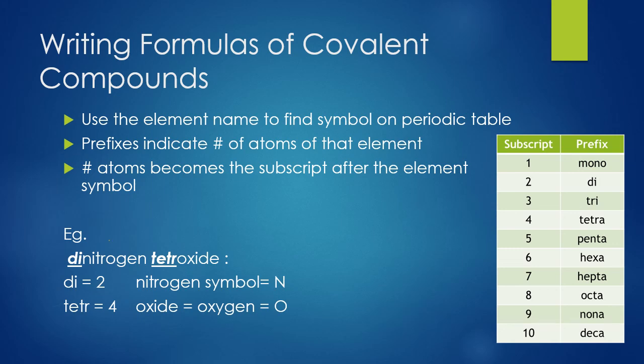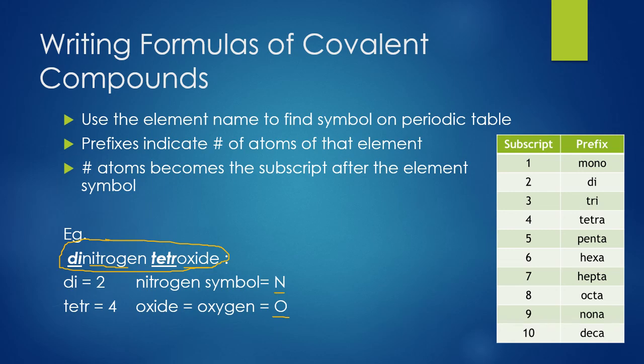If you were given the name dinitrogen tetroxide, how would you figure out what the chemical formula is? Well, you can use the element name portion, nitrogen, and oxide to figure out the elements involved. So nitrogen has the symbol N. You would look it up on the periodic table and see what its symbol is. Oxide, that's just the -ide form of oxygen. And when you look up oxygen on the periodic table, its chemical symbol is an O.